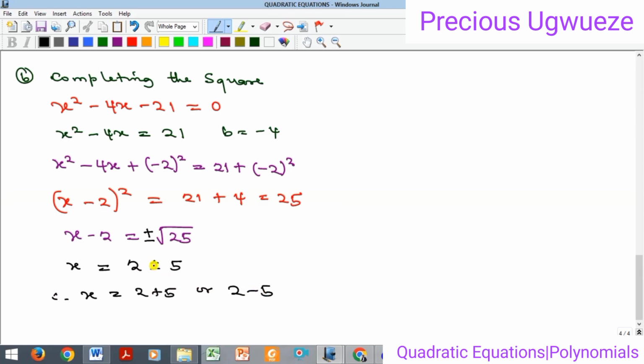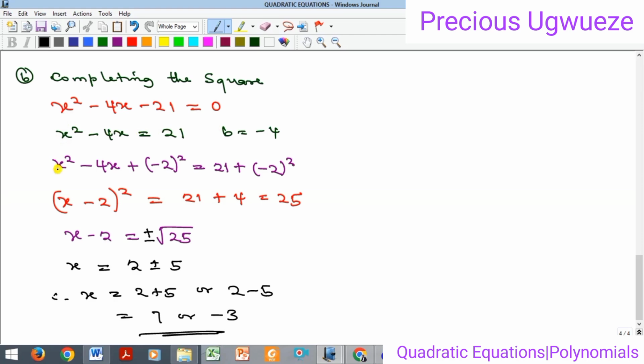Remember, there are two signs here, and that's going to give us 7 or minus 3, which is exactly what we got using the factorization method. So it's just a combination of simple steps, about 6 or thereabout. Remember, the first step says take the constant to the other side. Now make the coefficient of x squared to be unity, that's to be 1. That means divide through by the coefficient if it is not 1.